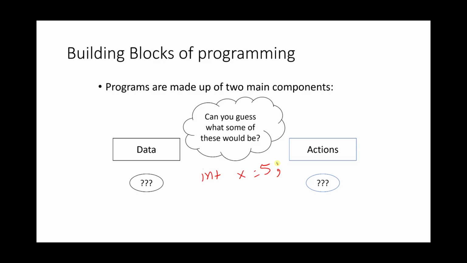Now, an action could be a function that would take that x and change it to be, for example, 7. This function is going to be used later. We are going to take that in lecture 5, so don't bother with functions right now.